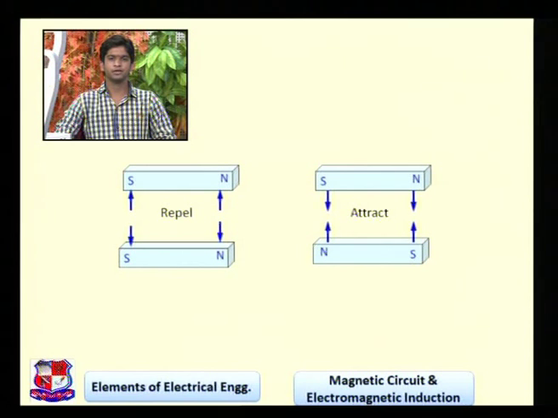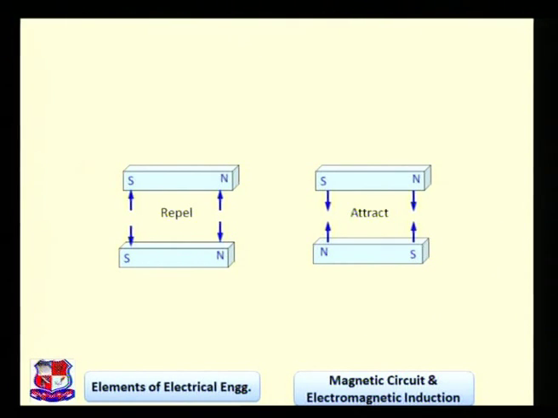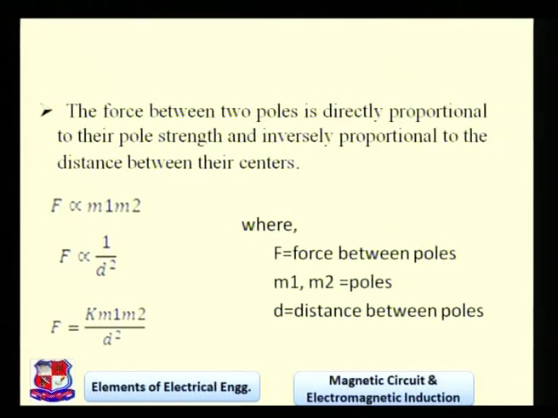But in the second figure we can see that the south pole is near to the north pole, and on the other side the north pole of the first magnet is near to the south pole of the other magnet. It means that unlike poles are nearby each other, so they will find attraction force between them, and the first magnet will attract the other magnet and vice versa. That was the first law of Coulomb. Now we are going to see the second law of Coulomb.